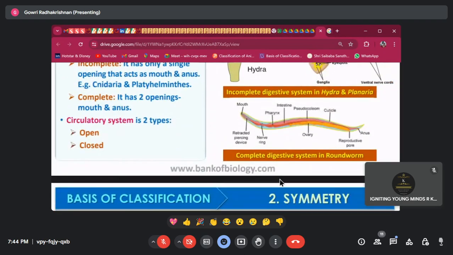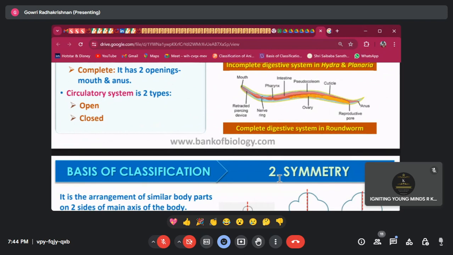Then the circulatory system again has two types, open and closed. In closed, the blood vessels and everything will be there. In open, the fluid will be there in the cavity.